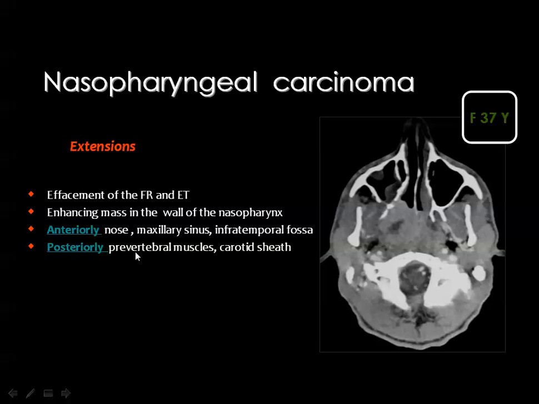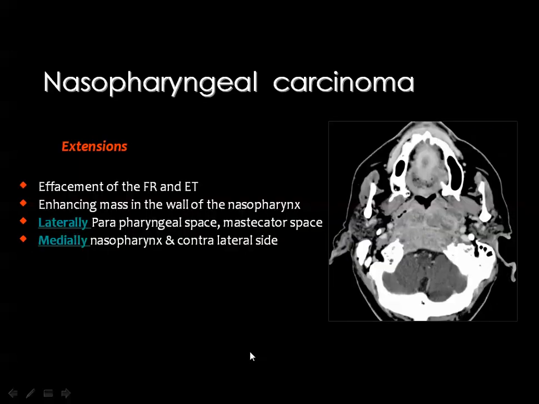Then the tumor may extend into the nose, into the maxillary sinus, as well as into the infratemporal fossa if this fat has been obliterated. Posteriorly, the tumor will invade the prevertebral muscles, and it may also erode the bone and extend inside the spinal canal. And here you remember the carotid sheath. The tumor may involve the carotid sheath, encasing the vessels.